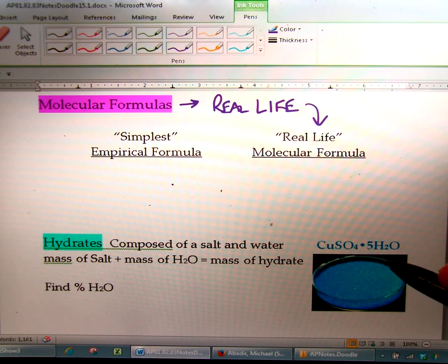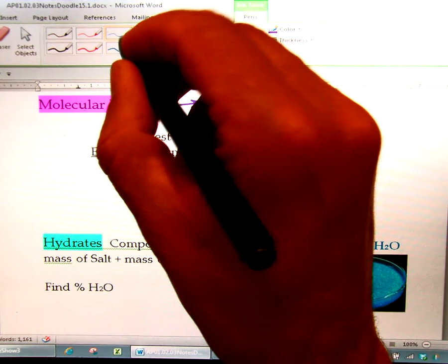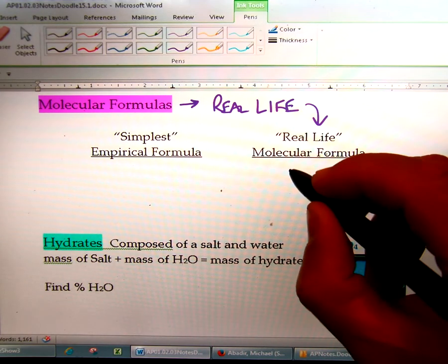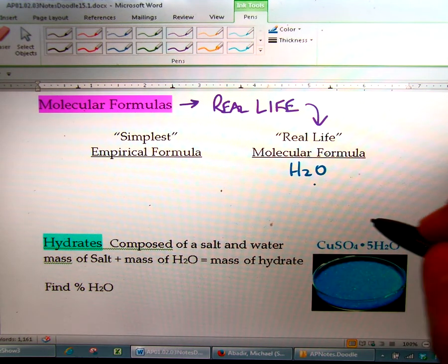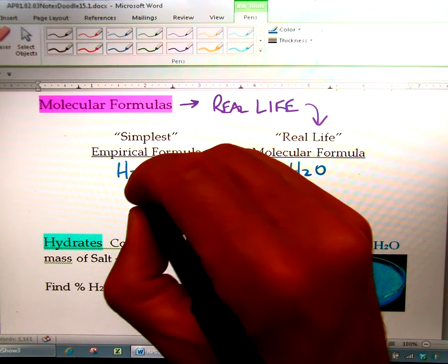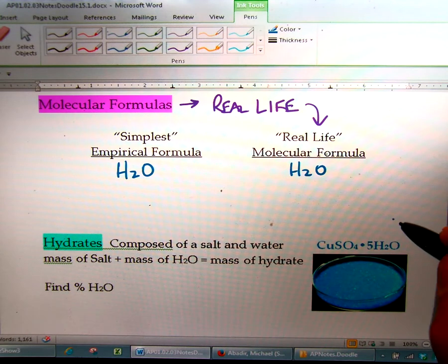So let's take a couple of examples. Water, the real-life formula of water is H2O. And that cannot be reduced, so it is also the simplest formula. So the empirical formula of water is H2O, and the molecular formula of water is H2O.